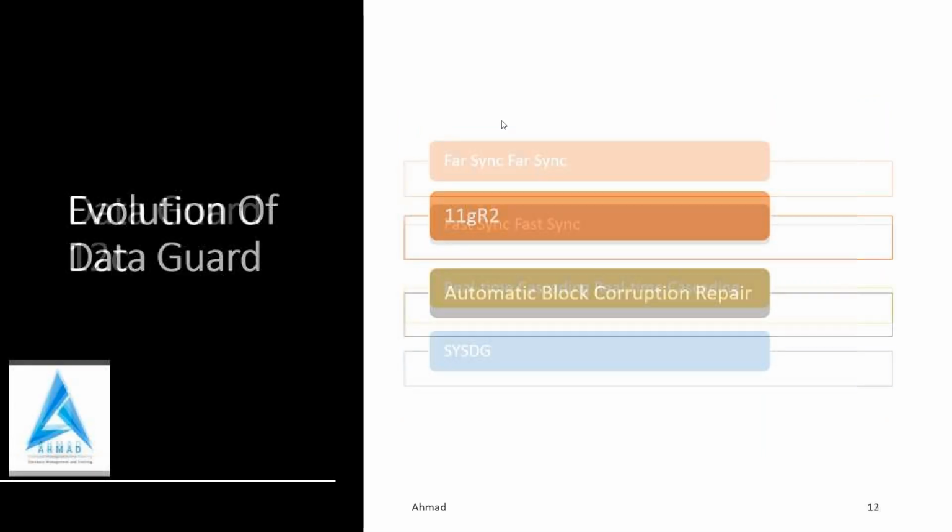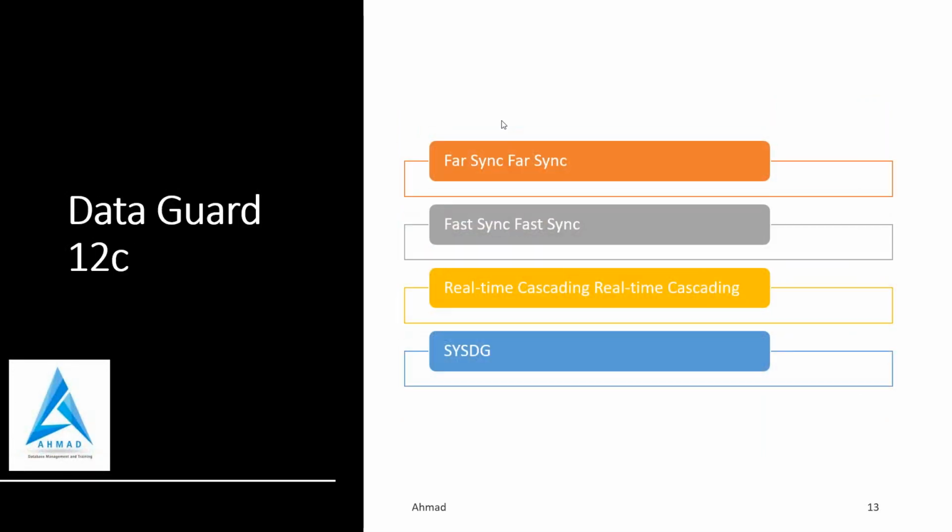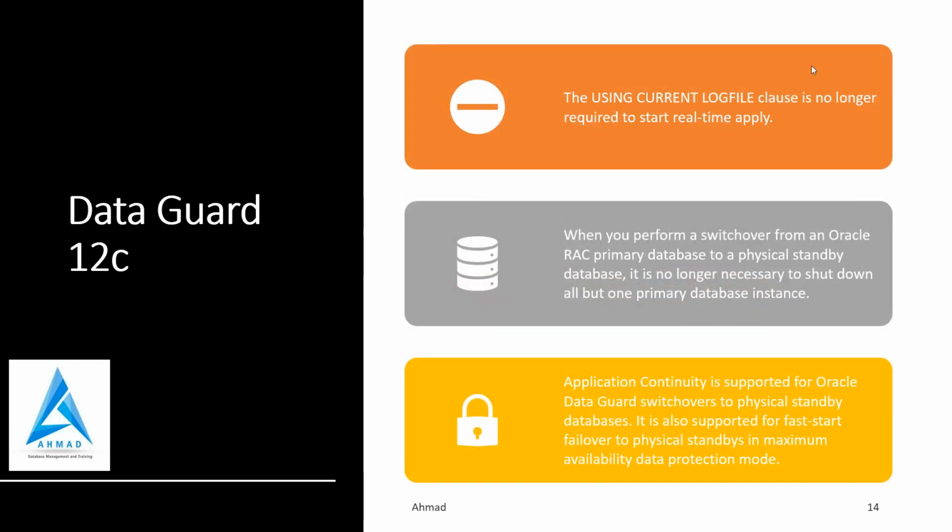And then in 12C, there is a very good feature which is introduced: far sync, fast sync, real-time cascading, and SYSDG. And after that, it introduced using the current log file. And when you perform a switchover on an Oracle RAC primary database to a physical standby, it is no longer necessary to shut down all but one primary database instance. So that is the good thing in 12C.